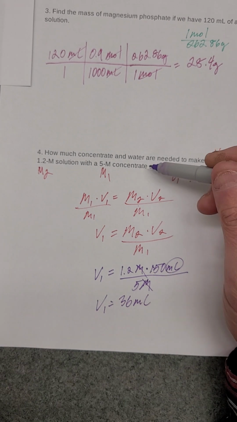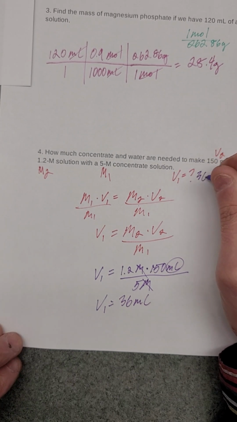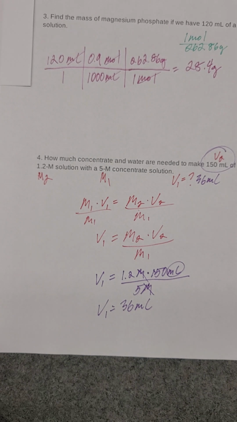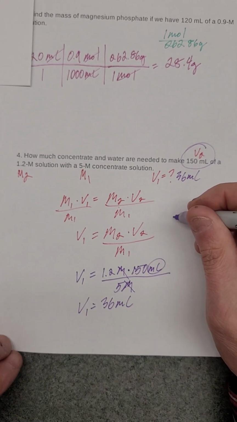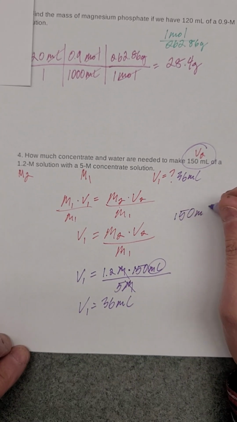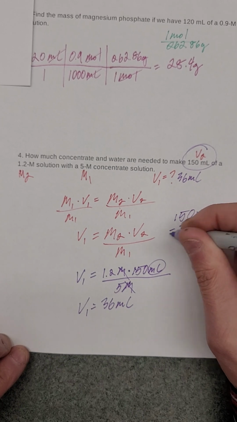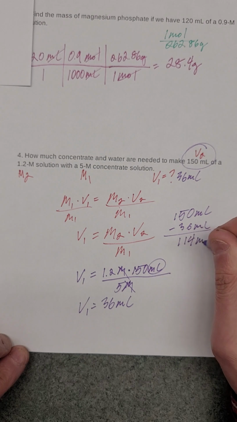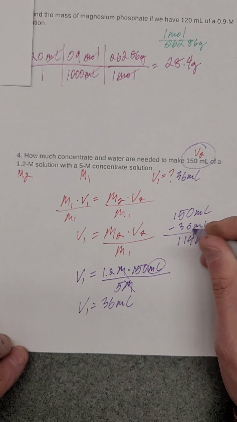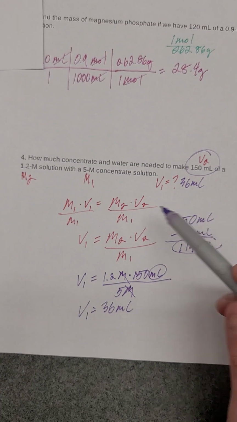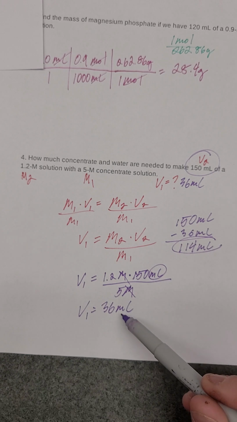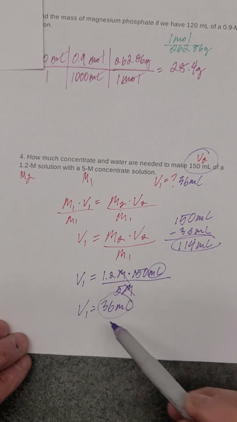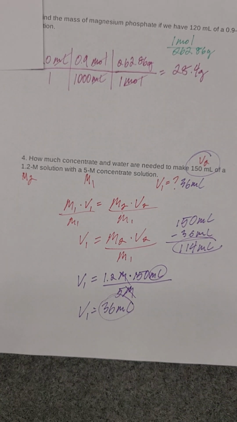Again, that's how much concentrate I'm pouring in, 36 milliliters. But I'm making a volume of 150. How much water? Well, that's pretty easy. You take your 150 total milliliters, subtract out the concentrate of 36 milliliters, and that leaves me with 114 milliliters of water that I have to add to that concentrate, which is 5 big M. I'm going to pour in 36, 114 together add up to 150. Hopefully this all helps.